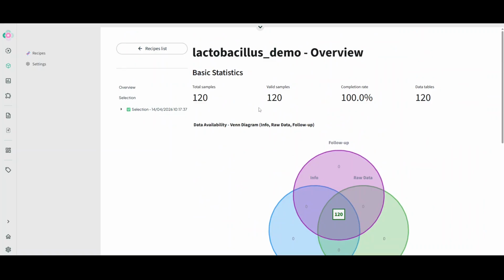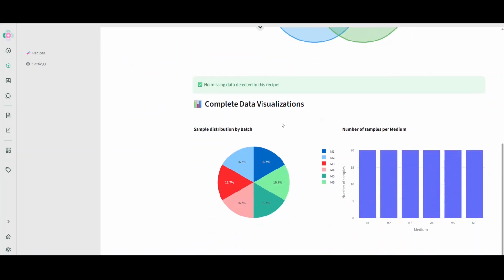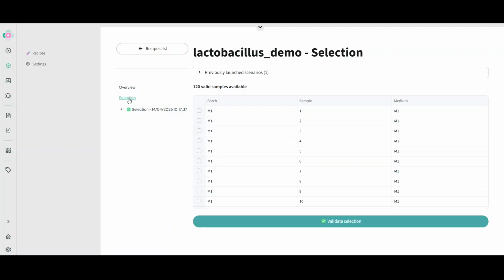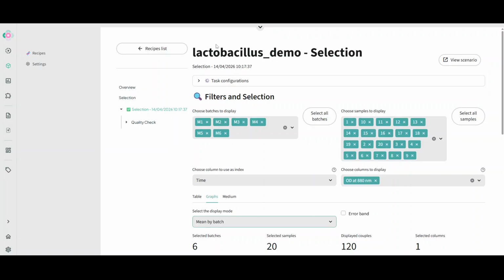On the overview page, we can see the summary: 120 samples, 6 media, and 6 batches. We move to the selection step. We will include all 120 samples, no exclusion at this stage, and click to validate. Let's quickly look at the graph view.